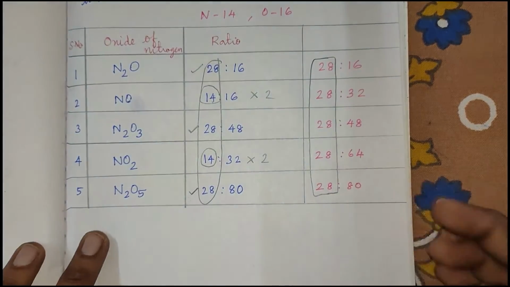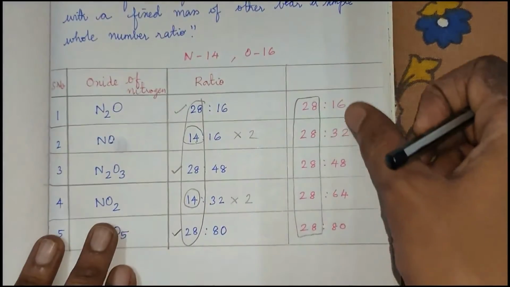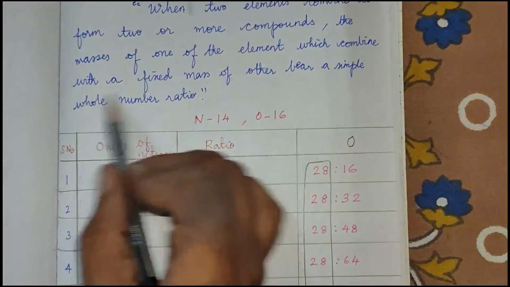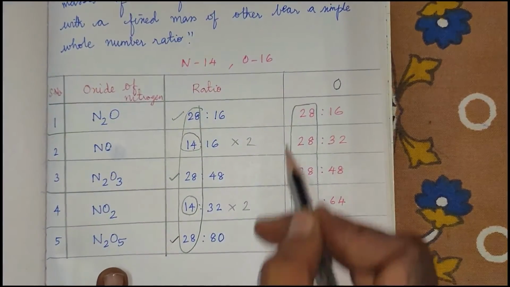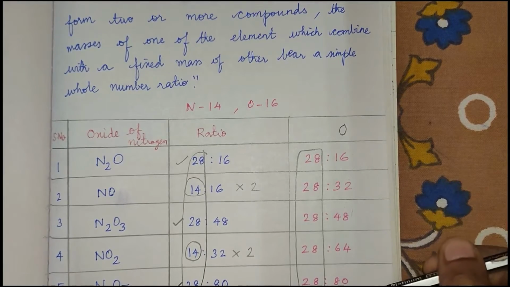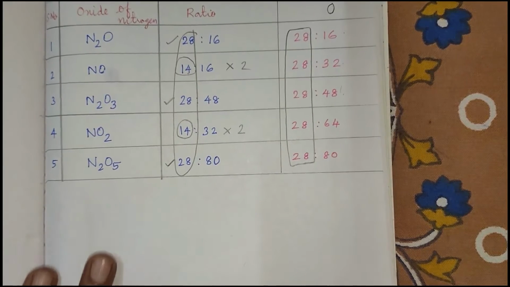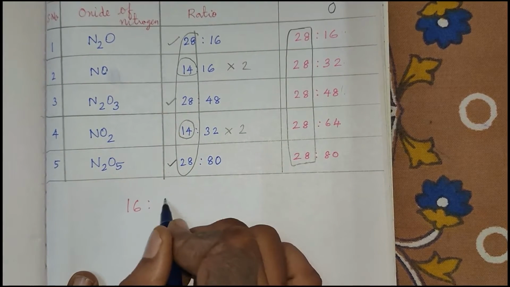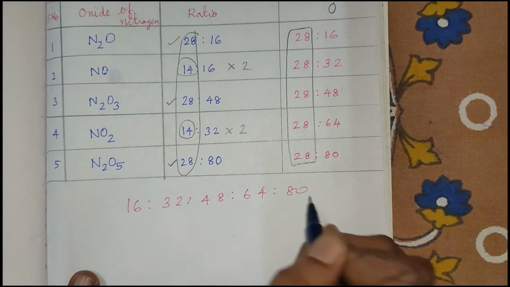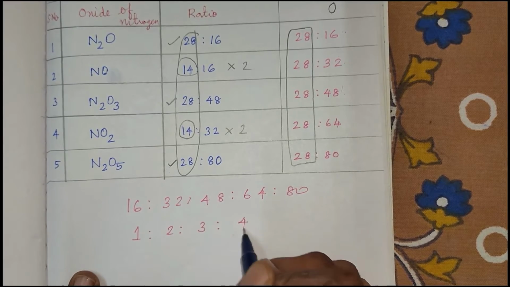Now I am going to apply the law. The mass of one of the elements, here oxygen, combines with a fixed mass of the other. I am going to fix the mass of the other element and look at the ratio of the next element. Now this looks like a ratio. I am going to write it down: 16 is to 32 is to 48 is to 64 is to 80. So it is going to be 1 is to 2 is to 3 is to 4 is to 5.